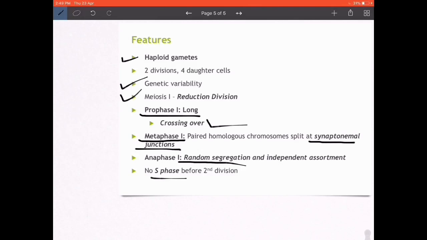I hope that completes your understanding of meiosis, because now we are going to start getting a little more in depth of a process known as gametogenesis, for which the understanding of meiosis is absolutely essential.